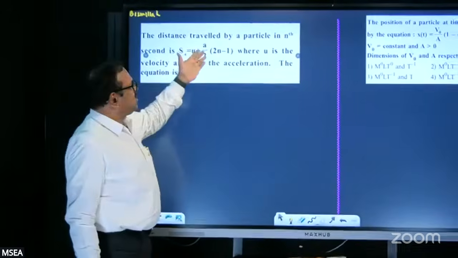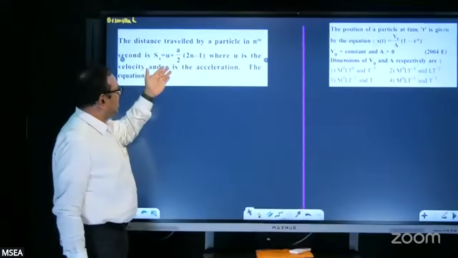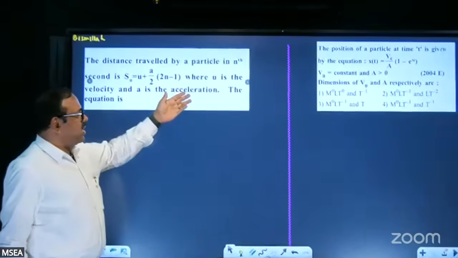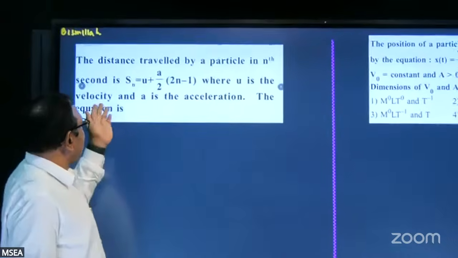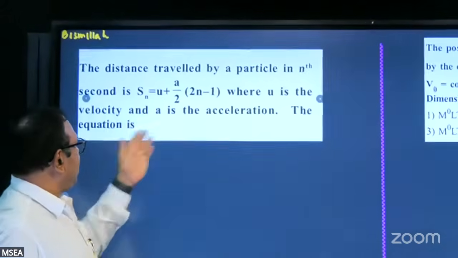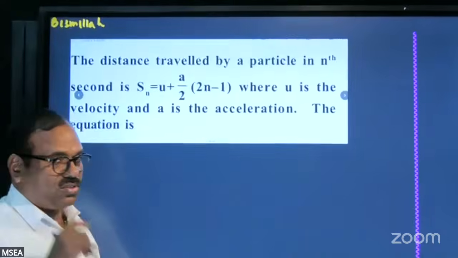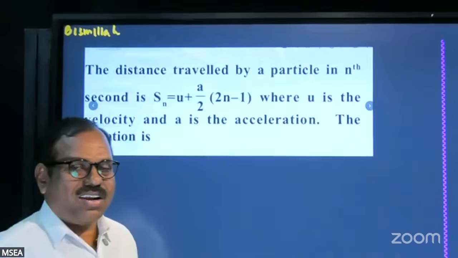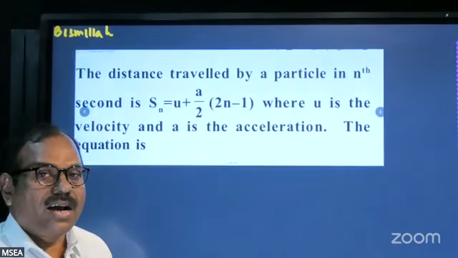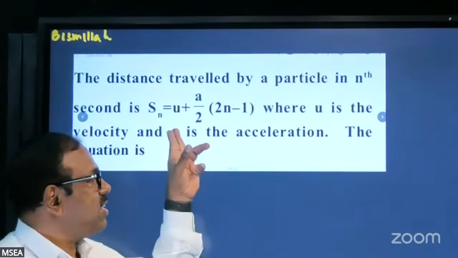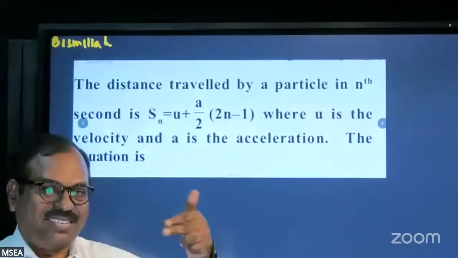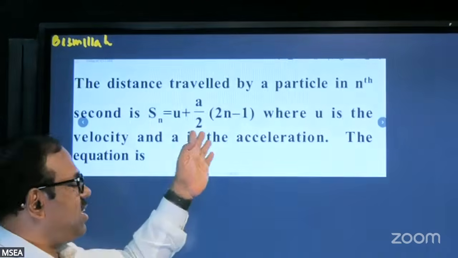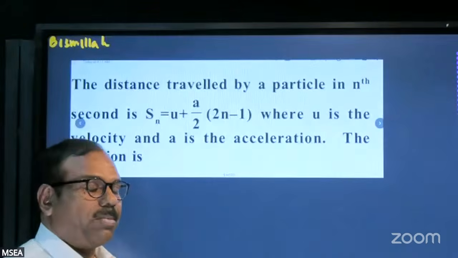Let us take the distance traveled by a particle in the nth second: Sn is equal to u plus a by 2 into 2n minus 1, where u is the velocity and a is the acceleration. Let us see whether this equation is dimensionally correct or not, and also what the dimensional formula for Sn is.